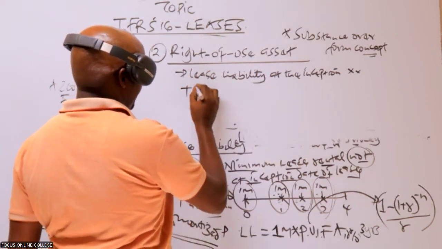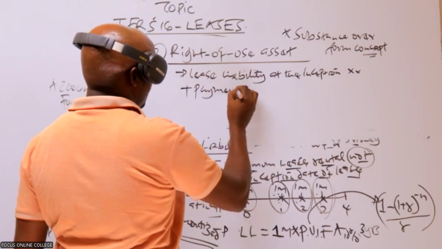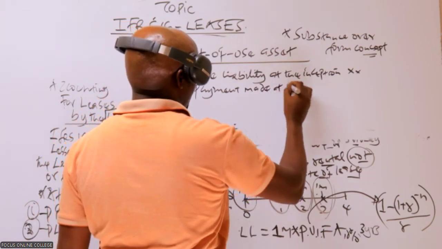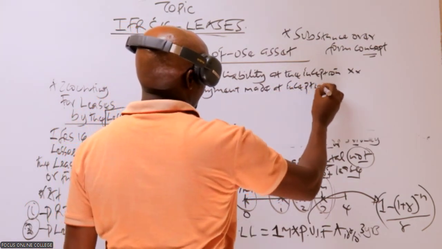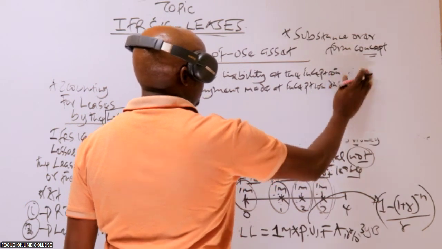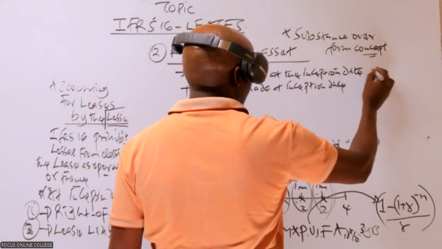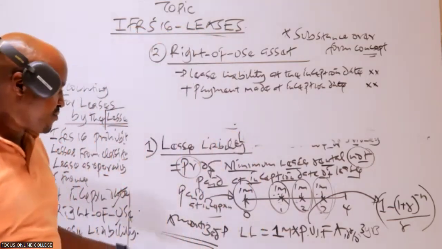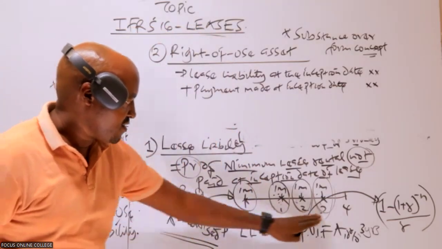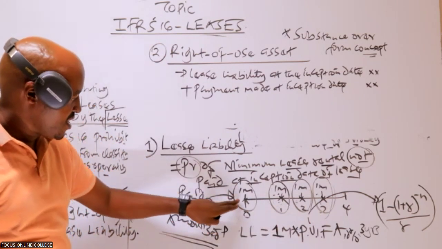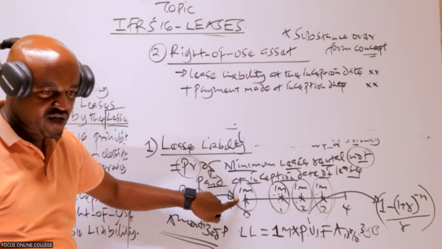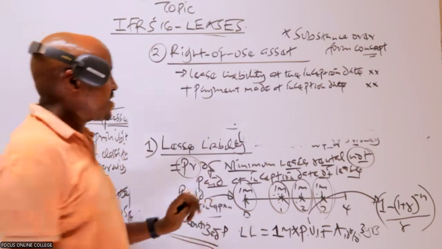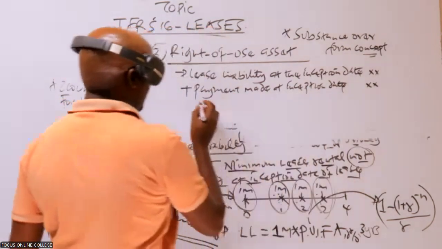To this, we add the payment made at the inception date. So for example, here is this amount, 1 million. It was paid at the inception date. It is a payment made at the inception date.